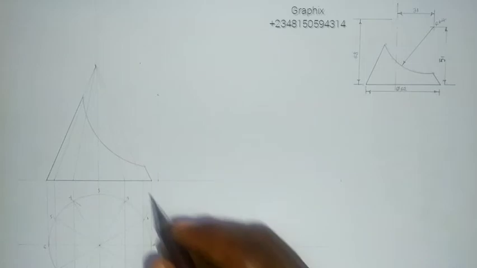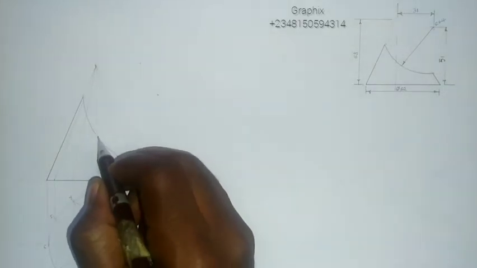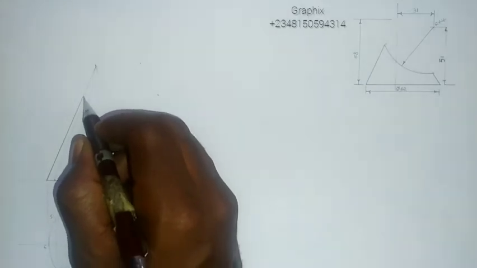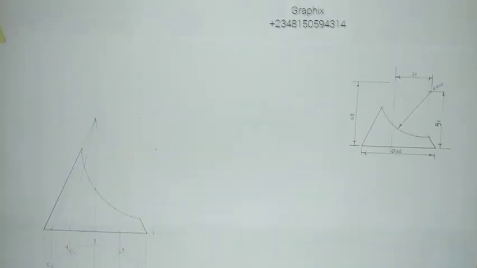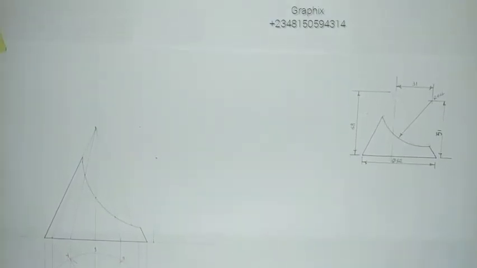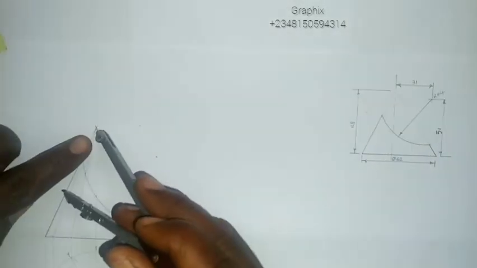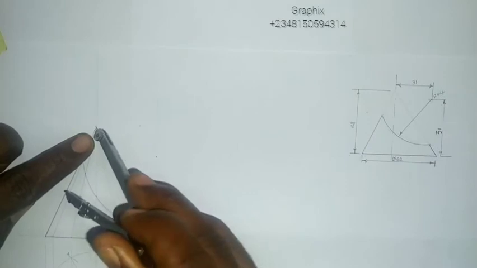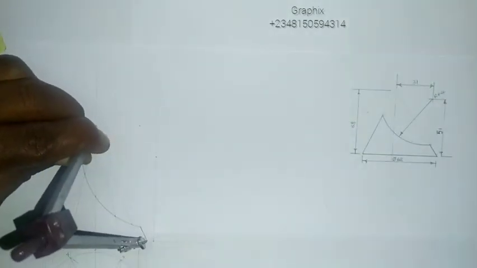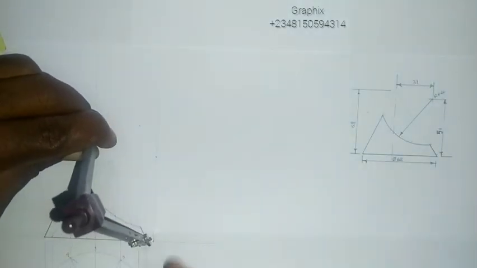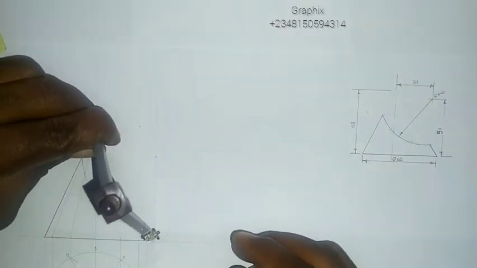Now, all these points here is where the line cuts that arc that we need. So what I will do is this. I'm going to move it. Now you place your compass at this tip of your triangle, of your cone, and you take it to the extreme end, which is here. Then you draw an arc this way.